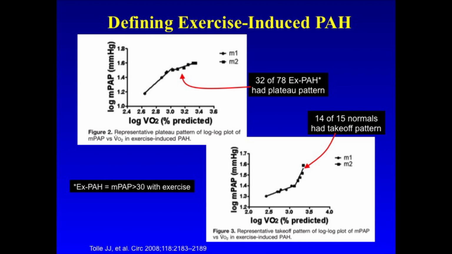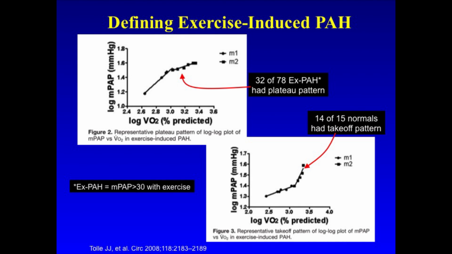Here is what the Harvard group published when they came up with their CPET as a way to screen. They found it wasn't the perfect screen; VCO2 on its own wasn't that great. They looked at the log of the mean pressure divided by the log of the VO2, and found that at least half of the patients who had PAH had this plateau pattern. So it wasn't uniformly everybody, but a large number. And 14 of the 15, almost all of those who were normal, had a takeoff. So let's see, did I say that right? Yeah, these were the patients with exercise PAH, and these are the normal patients.